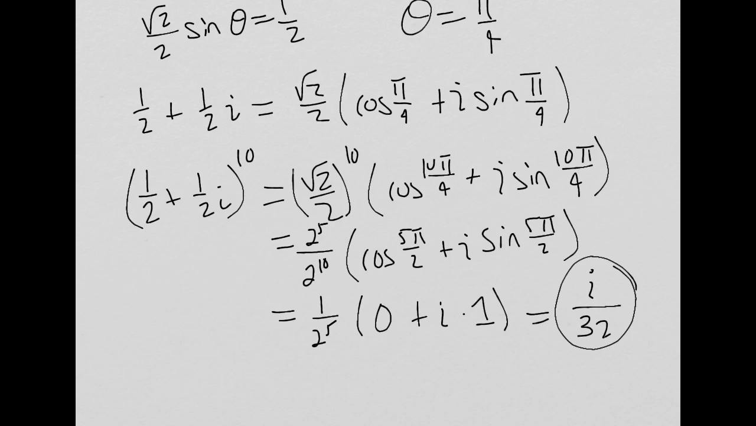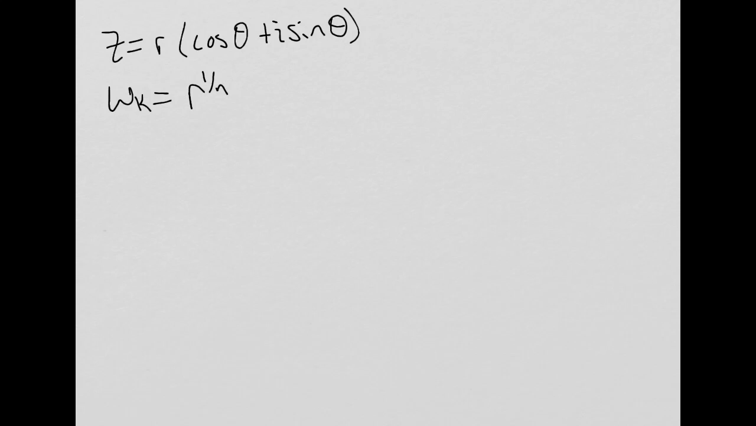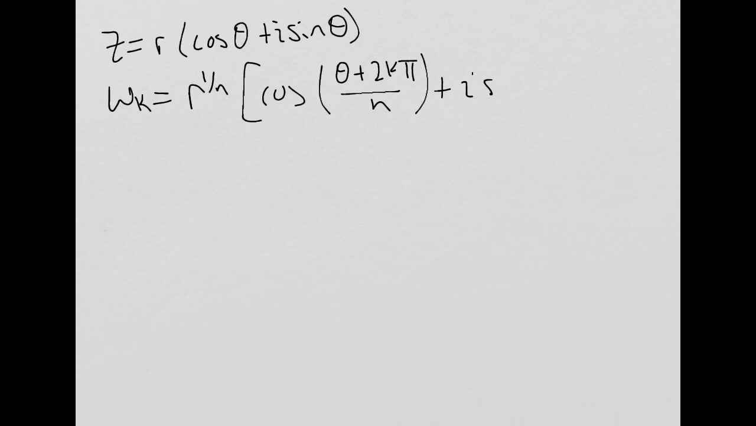Now, if we can take something and raise it to a power, we should also be able to get its roots. And this is the other part of DeMoivre's theorem. If z equals, again, r times cosine theta plus i sine theta, I'm going to let w sub k equal r to the 1 over n multiplied by the cosine of theta plus 2k pi over n, plus i times the sine of theta plus 2k pi over n.